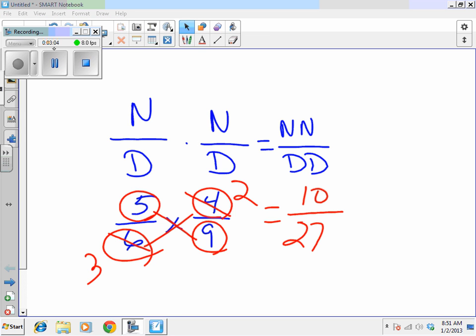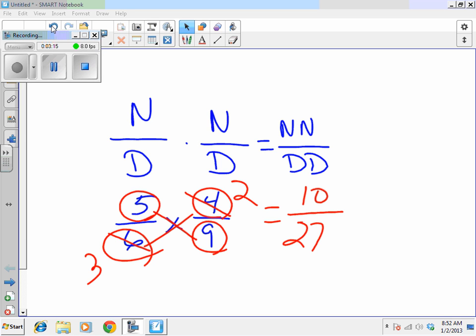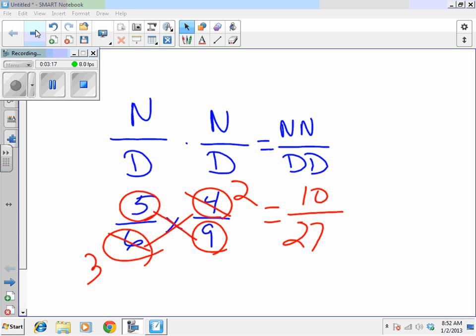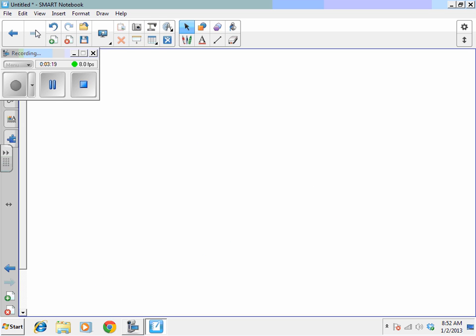Move this. Should be able to move it. I can't. I don't know why I can't move it, but I knew I could move it. See, I did move it. Okay, good. All right.